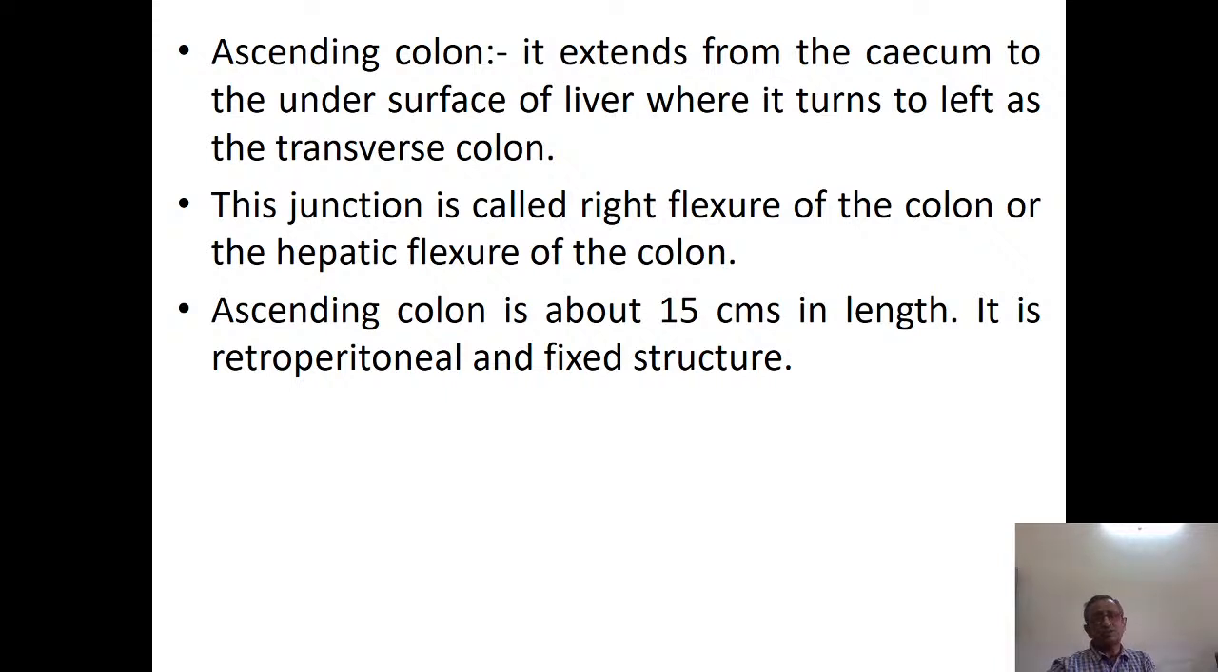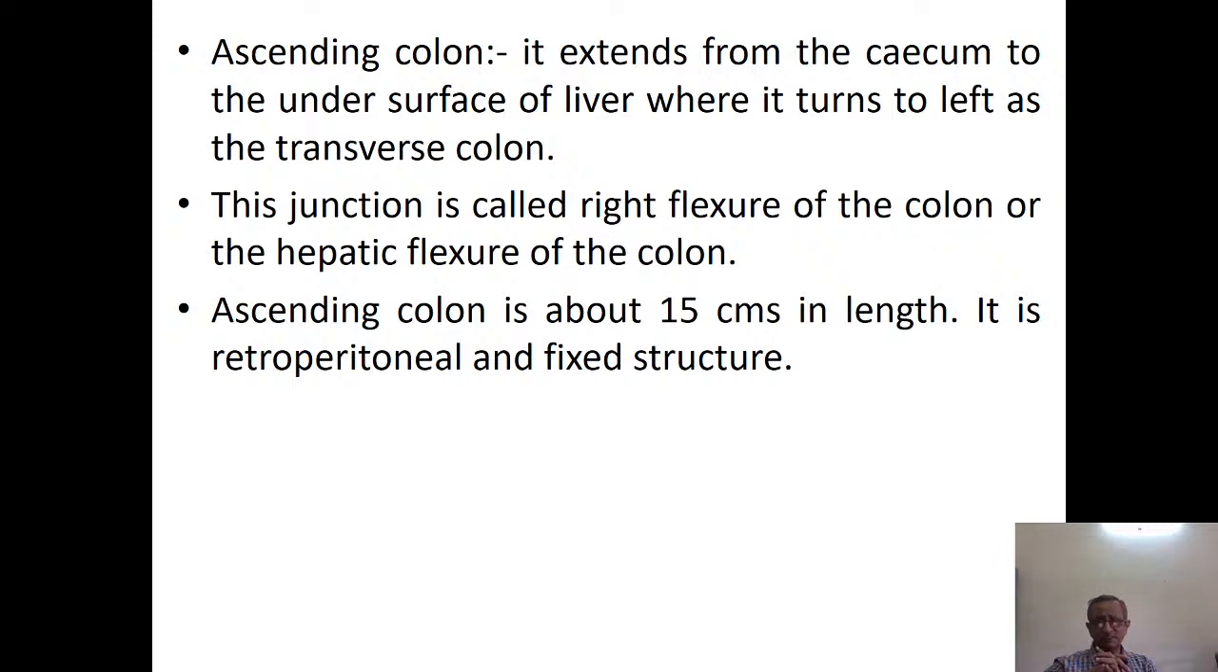Now the ascending colon. So after the caecum and vermiform appendix, we go for the ascending colon. It extends from the caecum to the under surface of the liver, where it turns to the left as the transverse colon. From there it is turning left to go as transverse colon. Here we are seeing the hepatic flexure. The junction is called the right flexure of the colon or hepatic flexure of the colon.